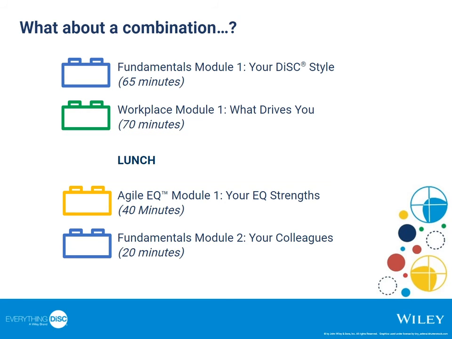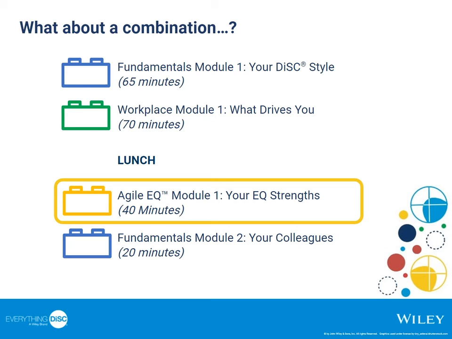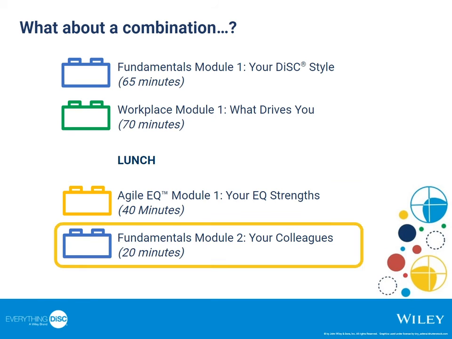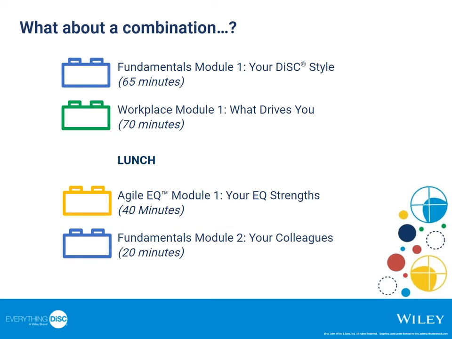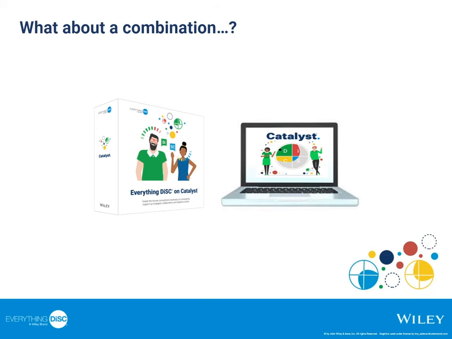Then take a break and continue after lunch with the first Agile EQ module, finishing up with the second Fundamentals module where people learn more about their colleagues. This second portion is approximately an hour, so in total you're looking at 4 hours including a lunch break. As you've heard, learners can of course continue their learning on the Catalyst platform, and you still have other modules you could offer at a later date.